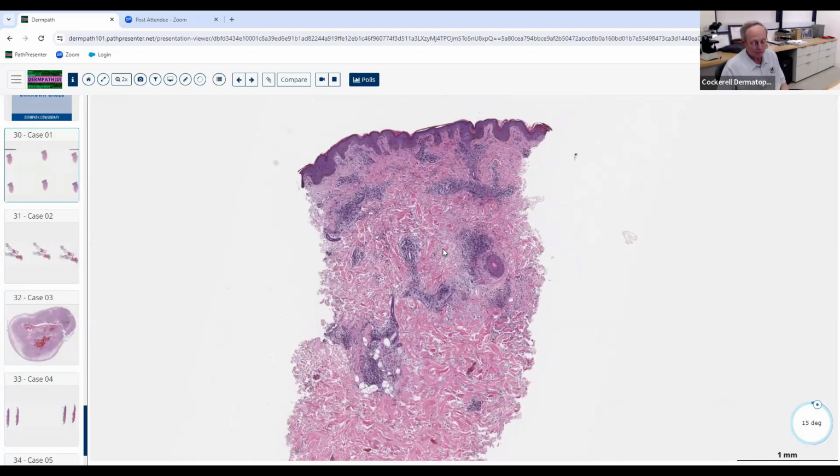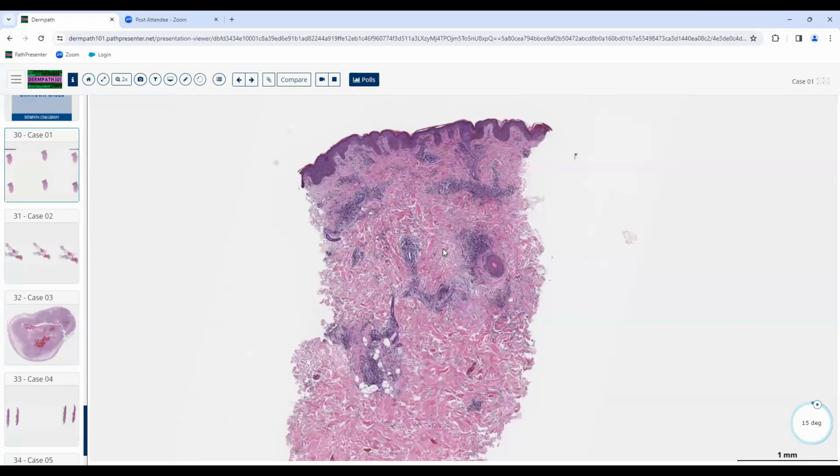So what are you looking at here? Okay, so punch biopsy, and I see superficial and deep perivascular inflammation. Good. What kind of cells? It looked like lymphocytes. Good. Very good. What's our differential?